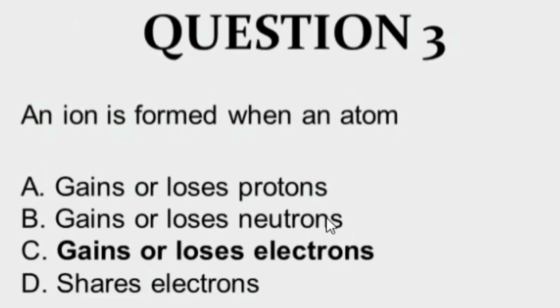So a sodium atom loses what? An electron and then becomes what? An ion. Okay. So the one that is formed when electrons are shared is what? Molecules, and that's covalent bonding, okay? Molecules. So the correct answer here is what? Gains or loses what? Electrons. That's the formation of an ion.